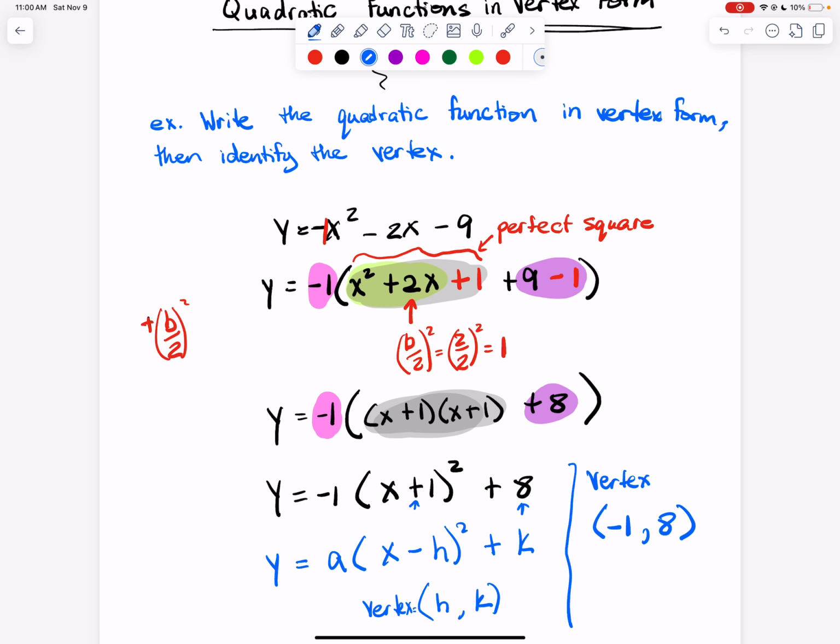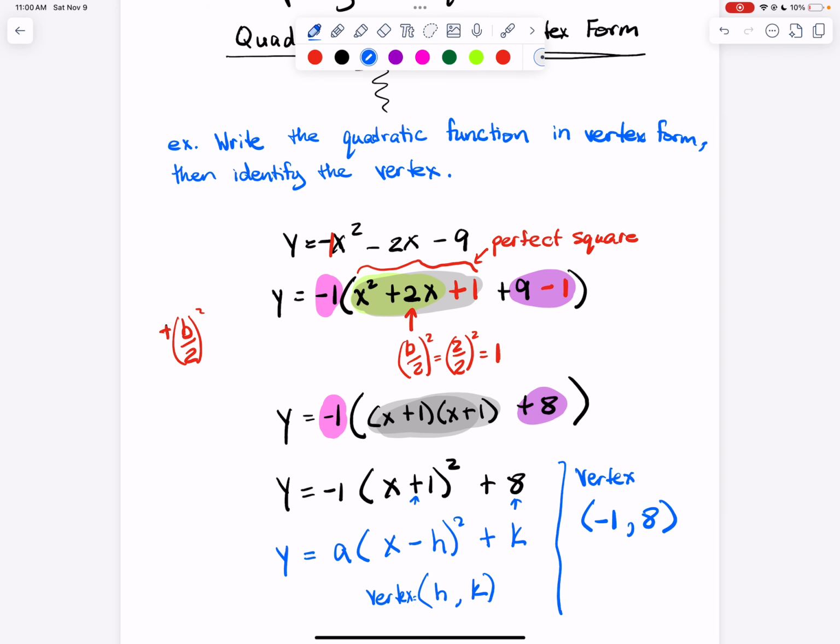And that's how we take an equation or a function that's in standard form, change it to vertex form, and then identify the vertex.